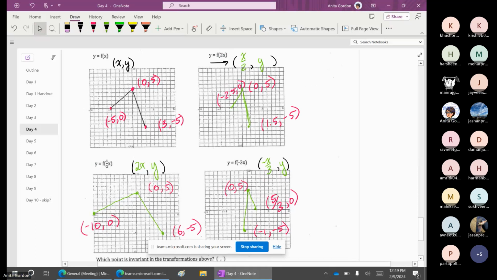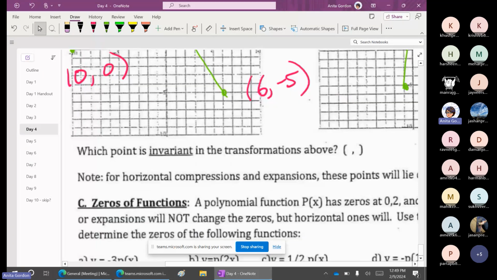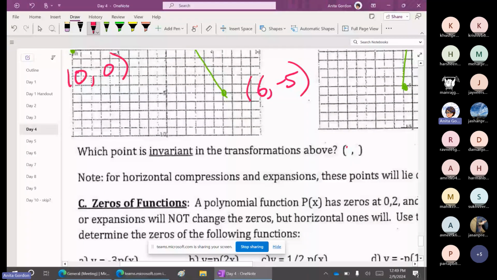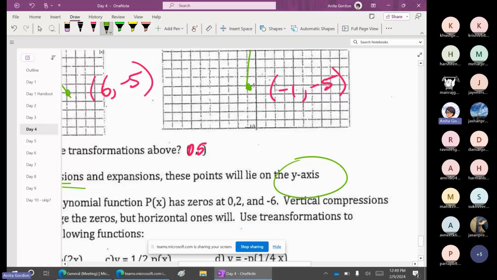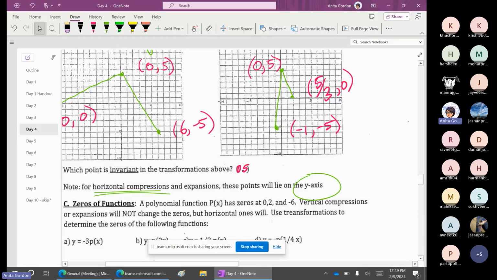Okay. Invariant point, which one? The middle, (0, 5), right? So when looking at this specific graph, our invariant point is (0, 5). So our rule when dealing with horizontal stretches, whether it's an expansion or a compression, any points that lie on the y-axis, meaning if your x is 0, then no matter what you do in terms of stretches or reflections, they will not be affected. I'm going to save that last paragraph for Monday's class.